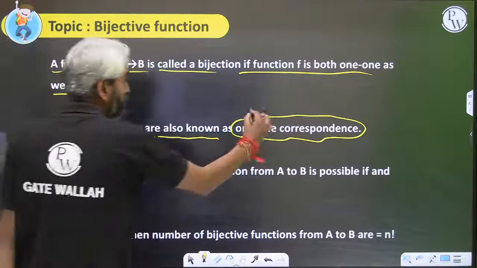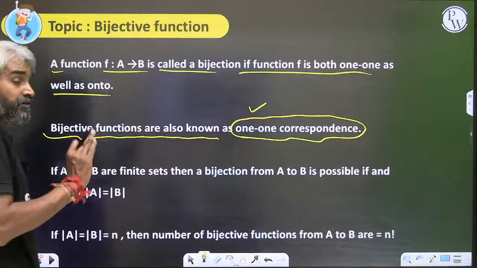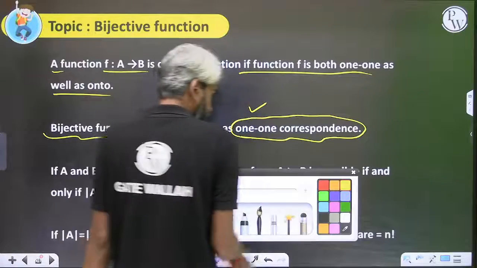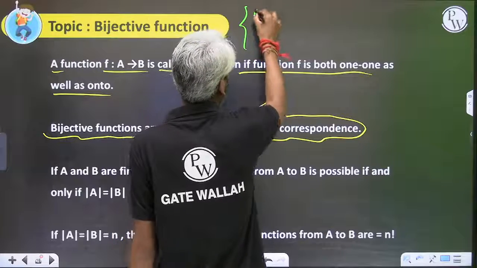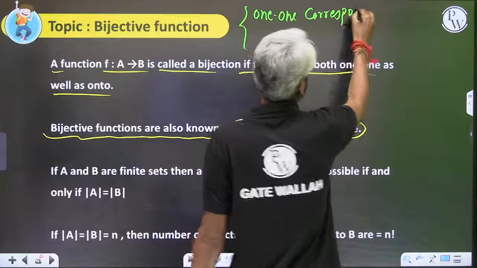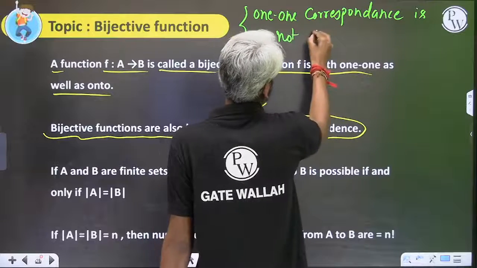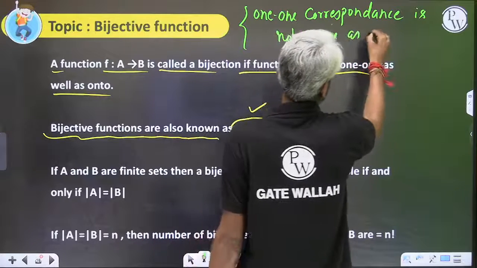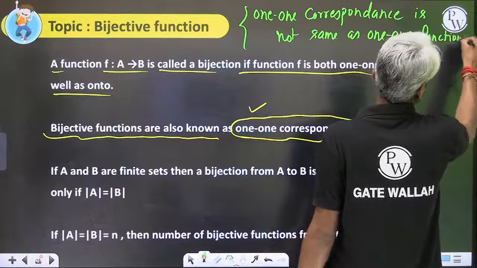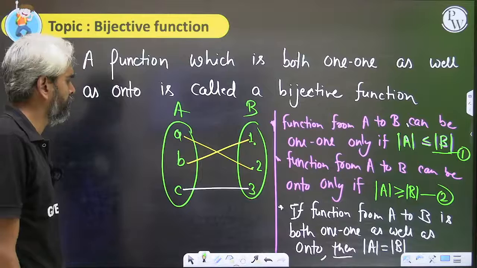So if somebody says one-one correspondence, don't think of one-one function. It is actually a bijective function. If somebody says one-one function, then don't say one-one correspondence. So please note down: one-one correspondence is not the same as one-one function. So please try to understand what we mean when we say one-one correspondence.